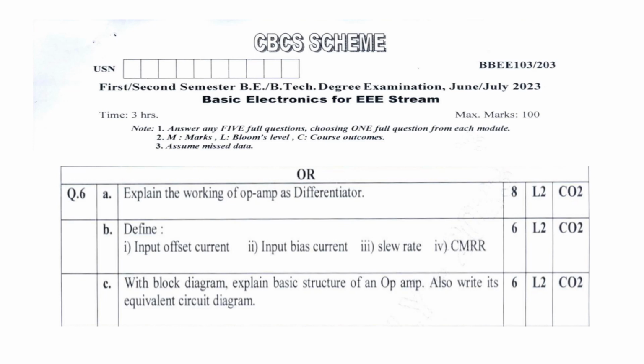So moving into the third module's choice question: explain the working of an op-amp as a differentiator for 8 marks. Define input offset current, input bias current, slew rate and CMRR for 6 marks. With a block diagram, explain the basic structure of an op-amp. Also write its equivalent circuit diagram, that is for 6 marks.